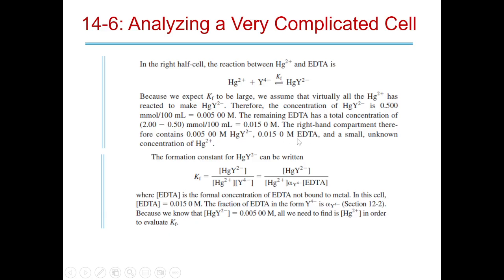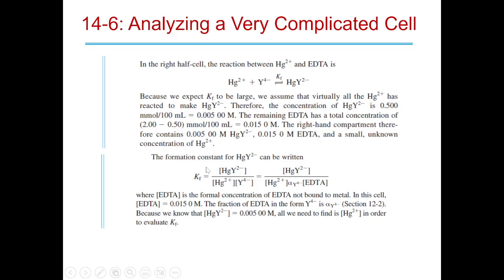Notice we're back to an equilibrium problem that we can deal with, aren't we? Okay, so again, the EDTA is going to be that 0.0150 molarity of EDTA. And what we'll have is a small unknown concentration of the mercury that's free in the solution, which we pretty much don't have to worry about. Notice for the EDTA concentration, we just subtract what we used from what we started with, right? So we started with 0.2 minus the 0.5 from the mercury, and then divide by the volume. That gives us the molarity.